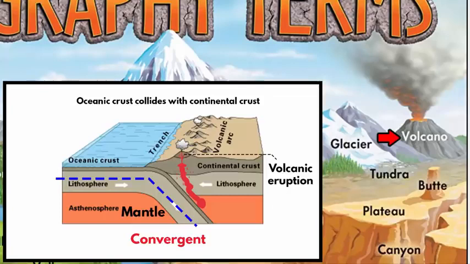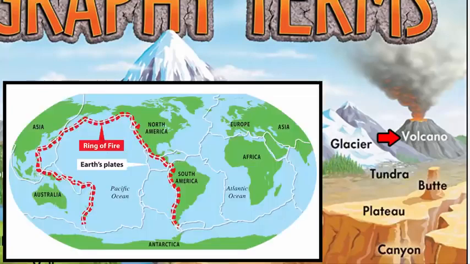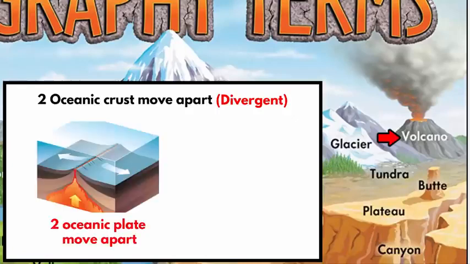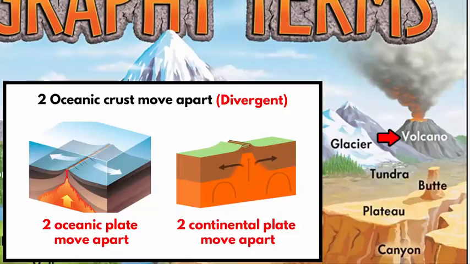A good example is the Ring of Fire in the Pacific Ocean. The Ring of Fire is a ring of volcanoes around the Pacific Ocean that result from the collision of oceanic plates with lighter continental plates. Now coming to the second scenario, when two tectonic plates move apart from each other. It is called a divergent boundary. It can occur between two oceanic plates or two continental plates.